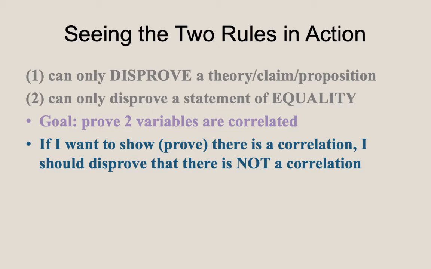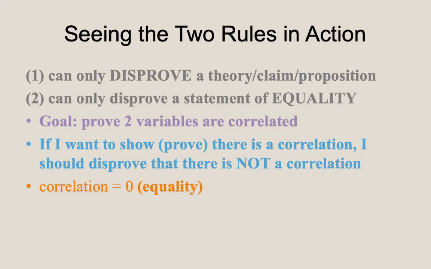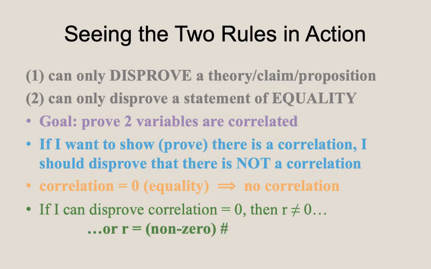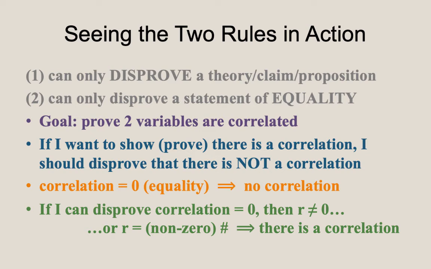This is not too bad because what does it mean if two variables aren't correlated? Well, I can write that out mathematically. r equals 0, which is clearly a statement of equality. If the correlation is 0, then the implication is that the variables are uncorrelated. Said another way, r equals 0 implies there is no correlation. If I can disprove this statement, r equals 0, then that implies r does not equal 0, or better yet, r equals some non-zero number. And if the correlation equals some non-zero number, then the variables are indeed correlated. And this foreshadows the structure of the null hypothesis tests that we will be working with shortly.